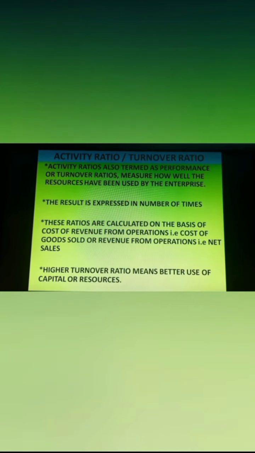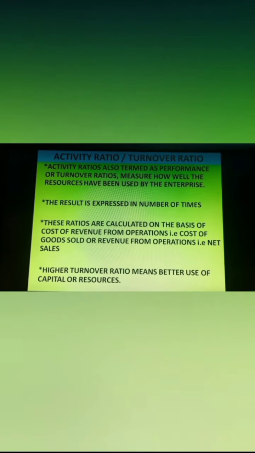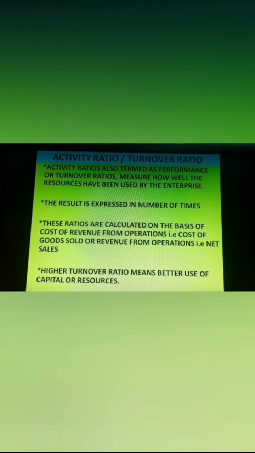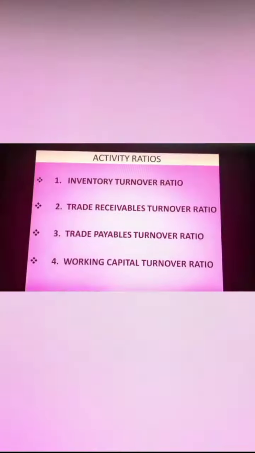Activity ratios, also termed as performance or turnover ratio, measure how well the resources have been used by the enterprise. The result is expressed in number of times. These ratios are calculated on the basis of cost of revenue from operation, that is cost of goods sold, or revenue from operation, that is net sales. The higher the turnover ratio, the better the use of resources or capital.